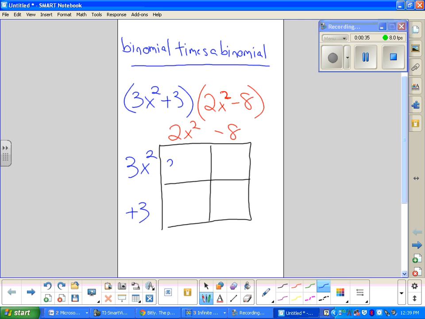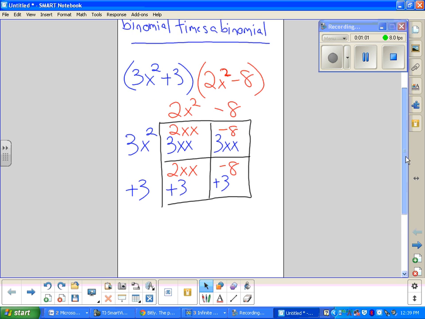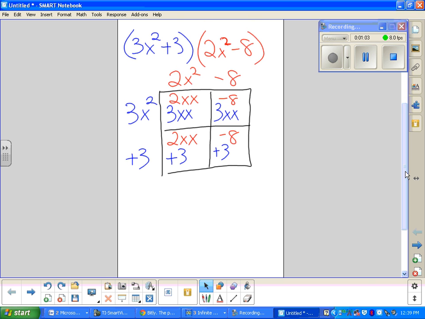I'm going to put 3 and x, x, because that's 3x², going across for both of those, and positive 3 going across to the right for the other term. For the 2x² minus 8, I'll put 2x² going down and fill up my columns with negative 8s. This at this point should be pretty straightforward. I'm hoping you guys are getting this part. Now I just multiply.